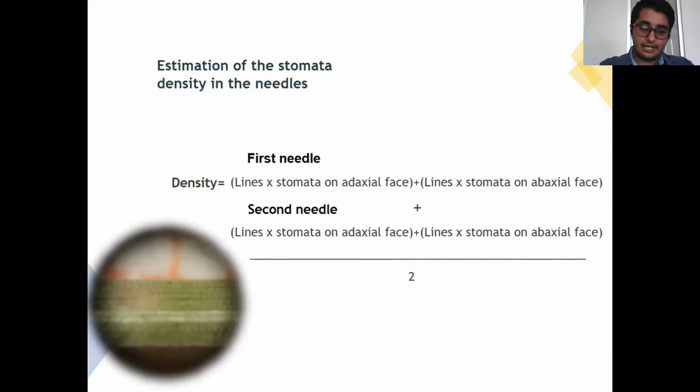We count the number of lines present on both faces of the needle: the adaxial face, which is the top of the needle, and the abaxial face, which is under the needle. We can see in the picture that the needle has lines of stomata all around, and we count these lines, and also the number of stomata that fit under a millimeter. We repeat this with a second needle, and we calculate a mean stomata density to estimate the ability of the plant to adapt to environmental conditions.